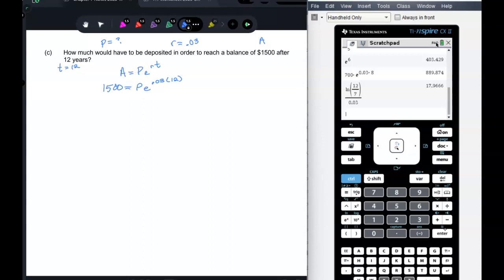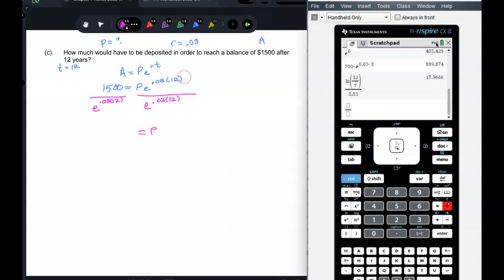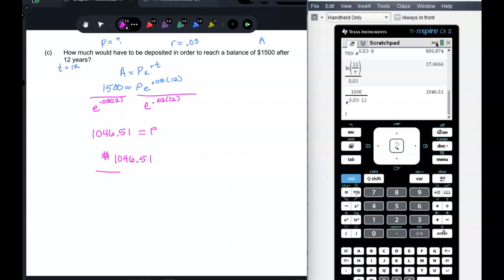What do you think we're solving for? P. So I'm just going to divide both sides by e. I could make that e to the 3.6 if you want, or we can leave it. I'm just going to use the calculator to type it all in. So that's about 1,000. That means I need to invest this amount to get $1,500 after 12 years.